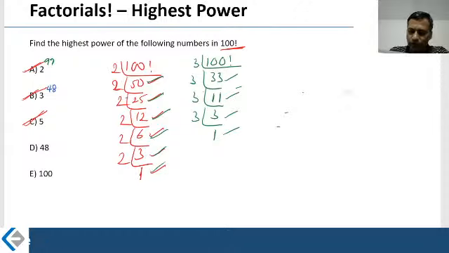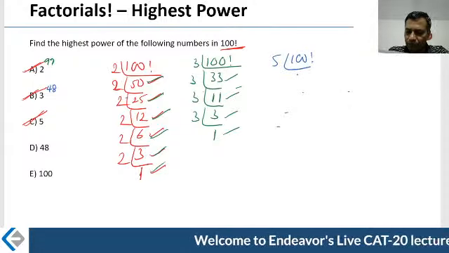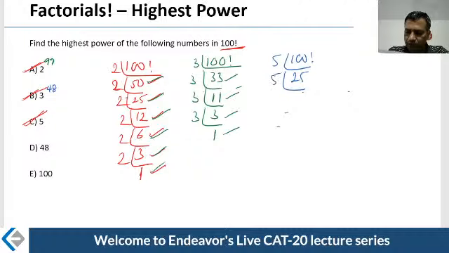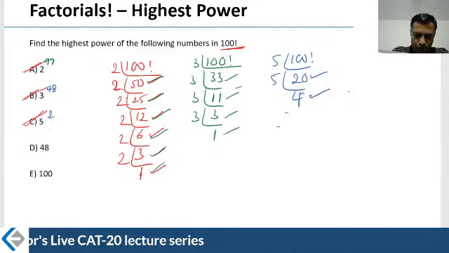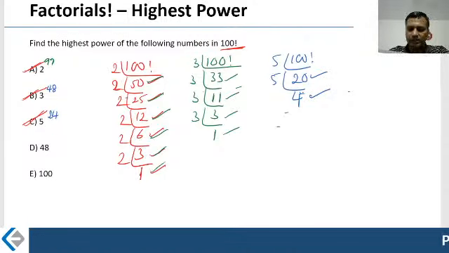Same way it goes for 5. 5 in 100 factorial. Therefore, you say 5 25 times. Then 5 5 times: 520 times... 5 4 times. And we are done. 20 plus 4. Therefore, you would say that it is nothing but 24.